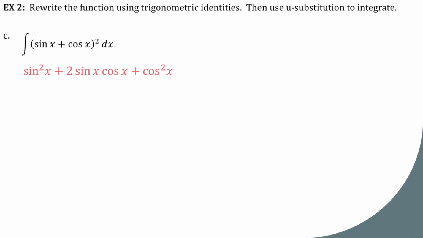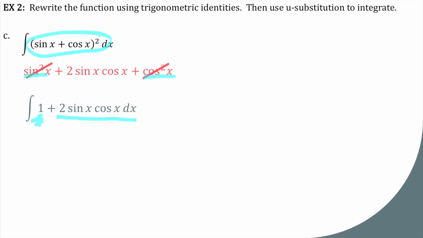So for part C, I've already started this by just expanding that sine x plus cosine x times itself. And if you'll notice here, sine squared x and cosine squared x, if you add those together, what do you get? You get 1. Now we're integrating 1 plus 2 sine x cosine x. 1 we can integrate, that's going to be fine. It's 2 sine x cosine x that's the issue. So we'll split that integral, okay?